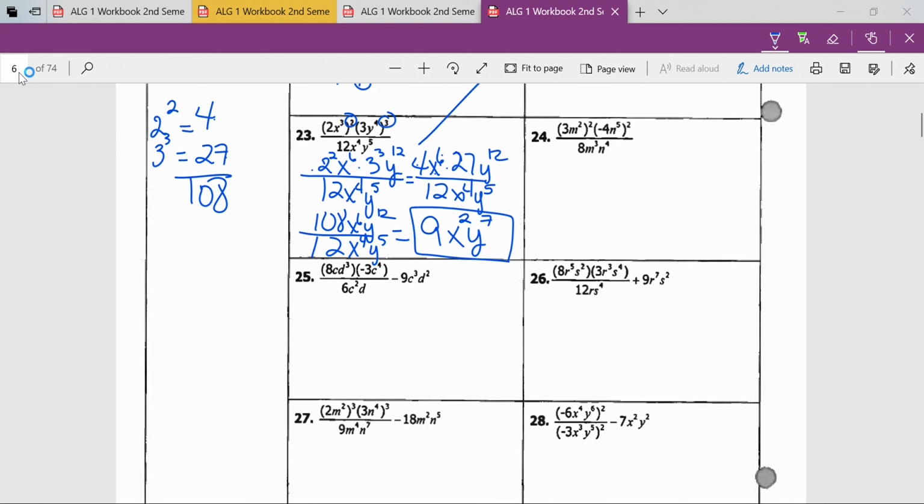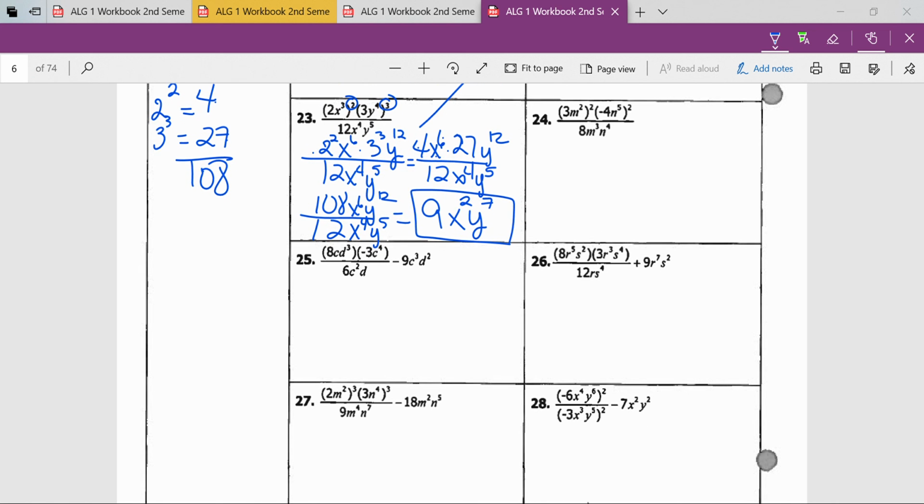Alright guys, last example, 25, and then you're on your own. We're going to follow order of operations. Multiplication comes before subtraction. So that's going to be 8 times negative 3, negative 24. C to the 1 and C to the 4 is going to be C to the 5. And there's no other D, so just D to the 3rd.